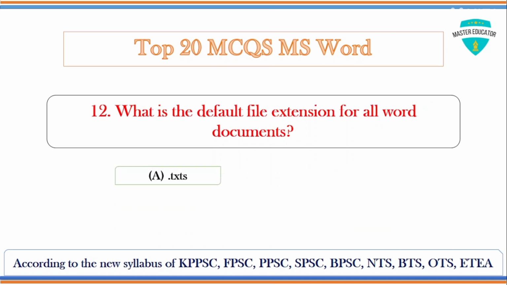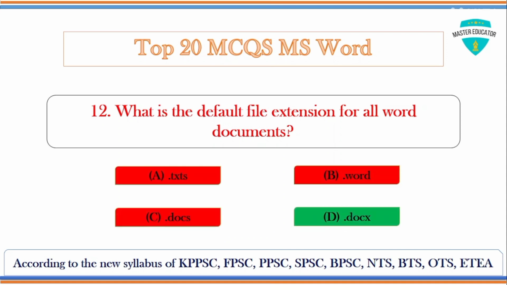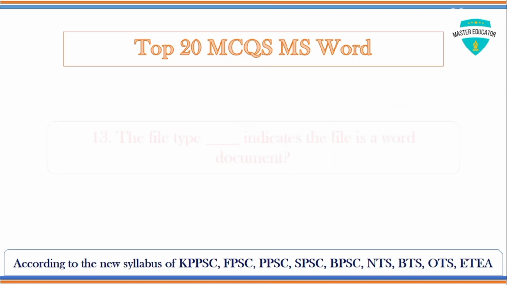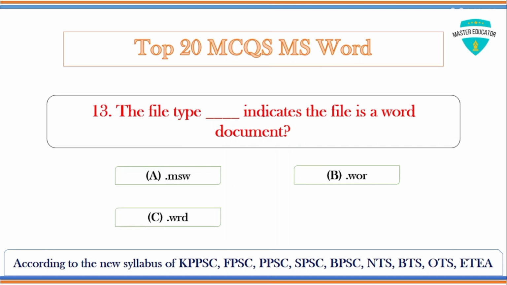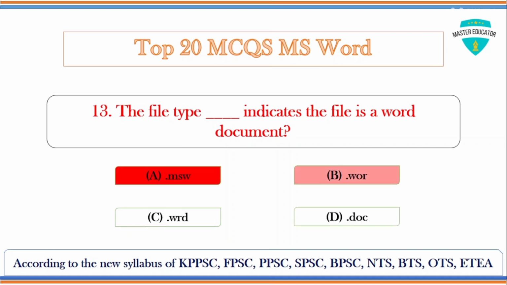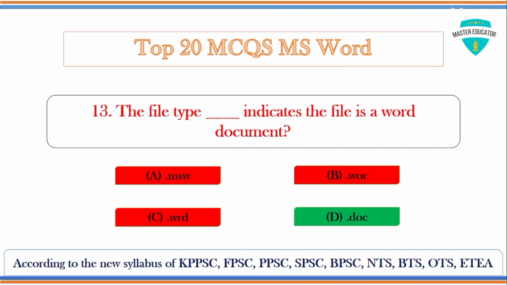MCQ number 12. What is the default file extension for all Word documents? Option A .txt, option B .word, option C .doc, option D .docx. Option D is correct. It is the default extension of Word document. MCQ number 13. The file type dash indicates the file is a Word document. Option A .msw, option B .wr, option C .wrd, option D .doc. The option D is correct for file type.